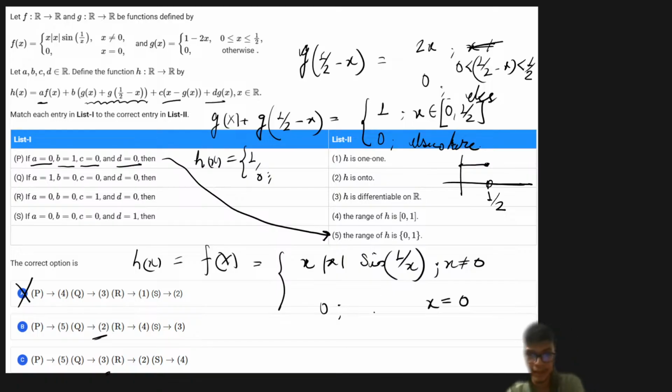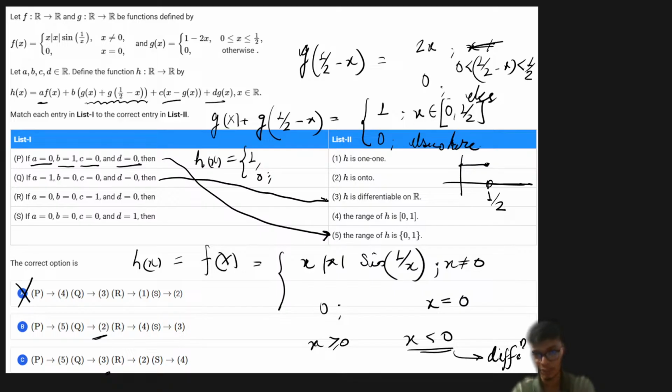So if we put x greater than 0, then it is x square into sine of 1 upon x, and that will make it differentiable. And similarly, if x is negative, then also it is differentiable. Right? So therefore, you will get this option, that is h of x is differentiable over all the real values of x. Therefore, your Q should go and match with option 3.